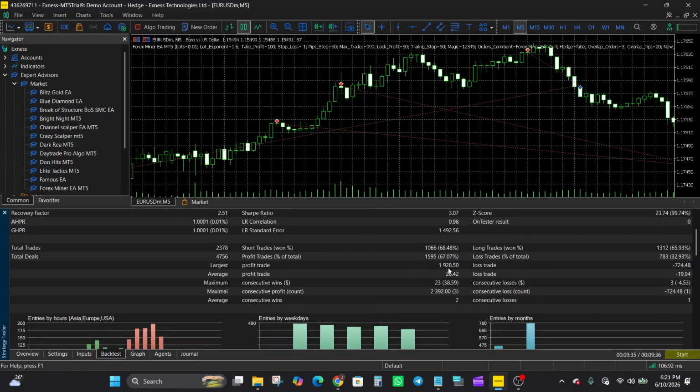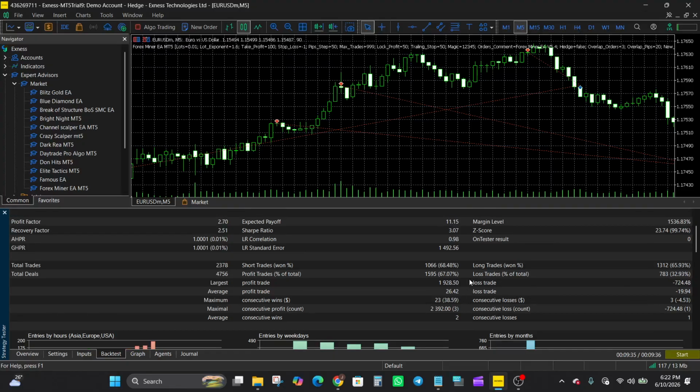And the largest profit was 1,928.5, while the largest loss was 724.48, and then the average profit was 26.42, and the average loss was 19.94. So judging from the average profit and average loss, it means that the average risk to reward ratio is fair. Okay, it's not exactly very good, but at least the average profit is bigger than the average loss, right? And it's also impressive to see that there were 23 maximum consecutive wins, while the maximum consecutive losses were just 3.